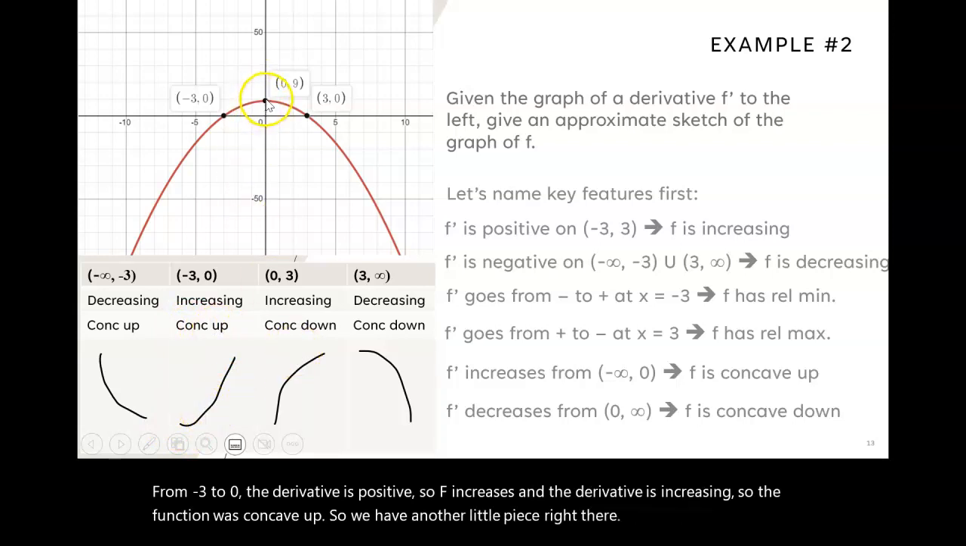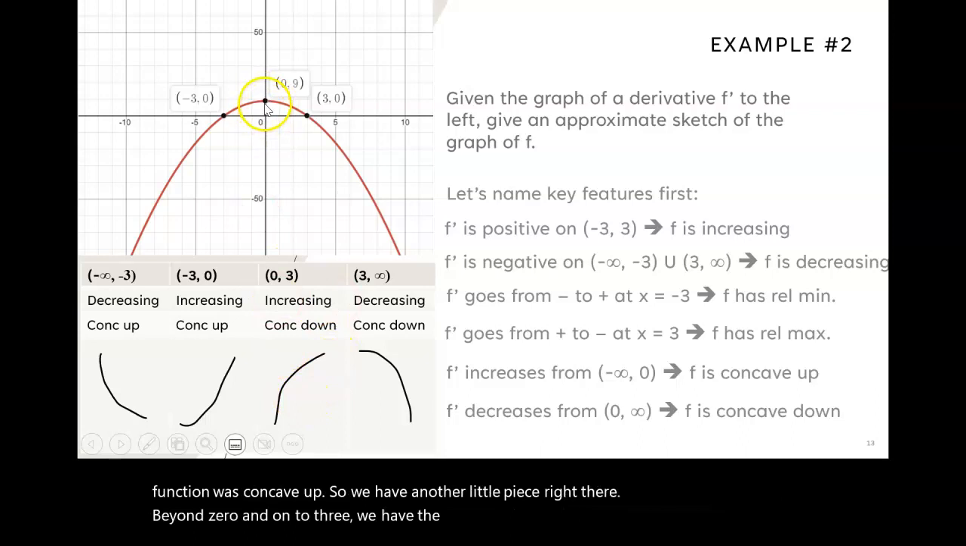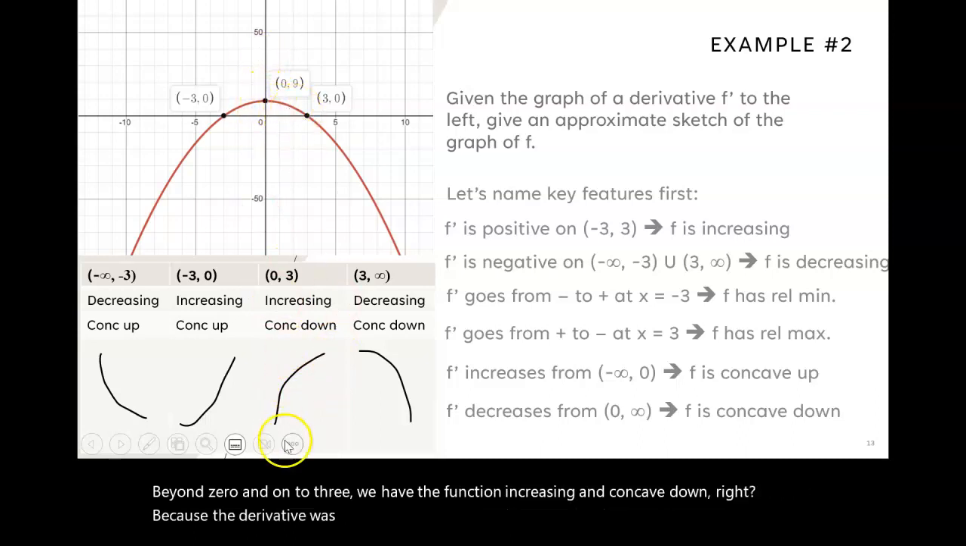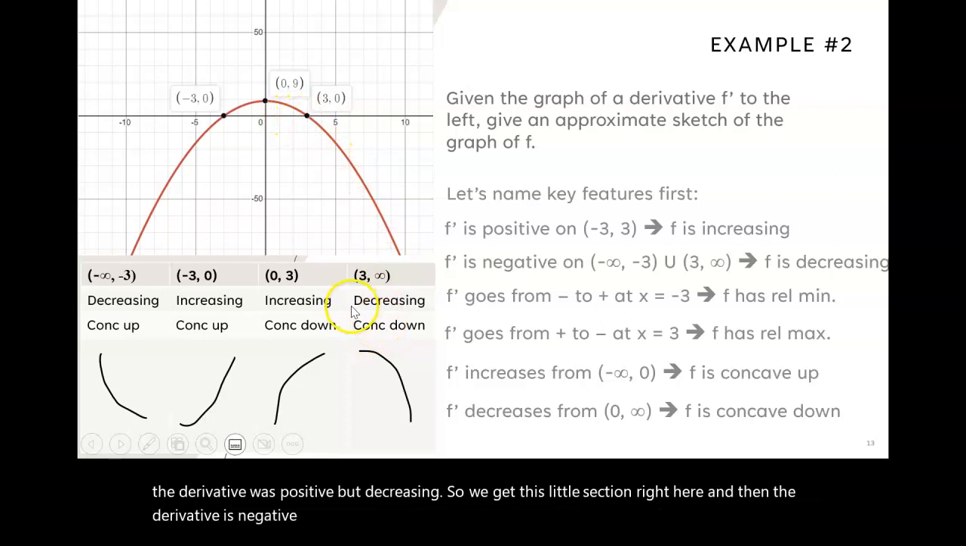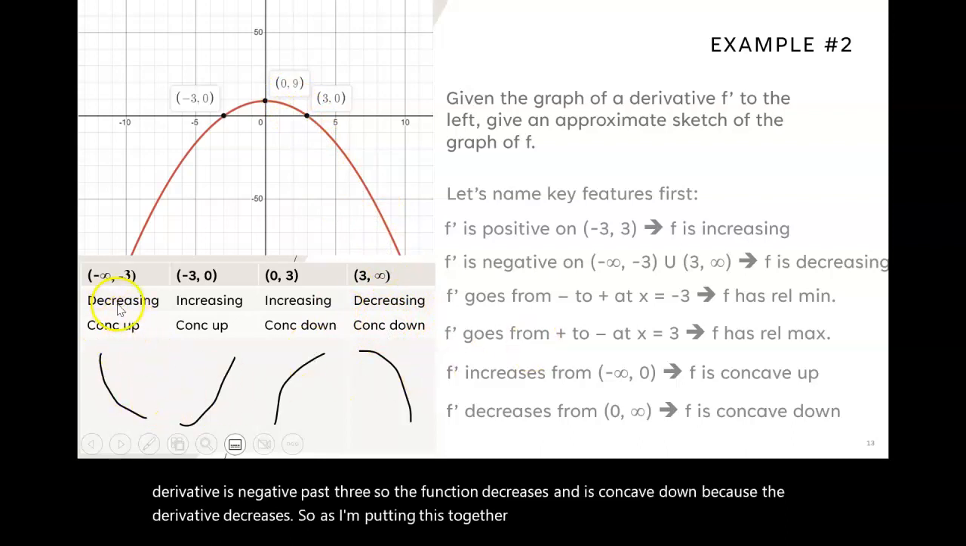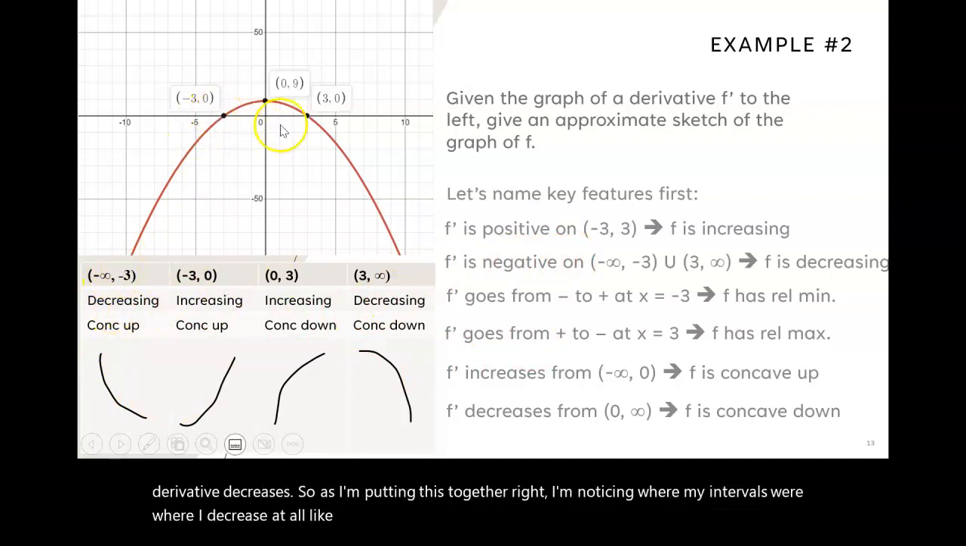Beyond 0 and on to 3, we have the function increasing and concave down, right? Because the derivative was positive but decreasing, so we get this little section right here. And then the derivative is negative past 3, so the function decreases and is concave down because the derivative decreases. So as I'm putting this together, I'm noticing where my intervals were where I decrease, all my important points there, and my concavity. So I get a nice little picture of what the graph looks like.